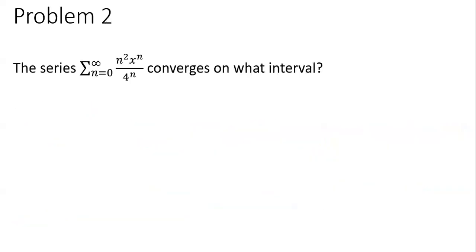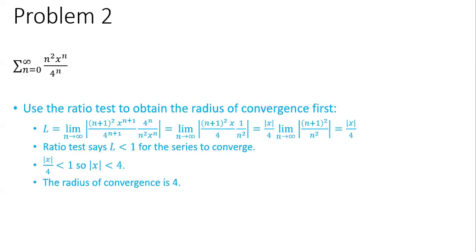All right, number 2. This series converges on what interval? Go ahead and try this on your own first. So this is asking about interval of convergence. So we go through the motions. We first use the ratio test to get the radius of convergence. Limit as n goes to infinity, absolute value of a sub n plus 1 divided by a sub n. This time I'm going to skip through the algebra. You can definitely pause the video to check it out yourself.